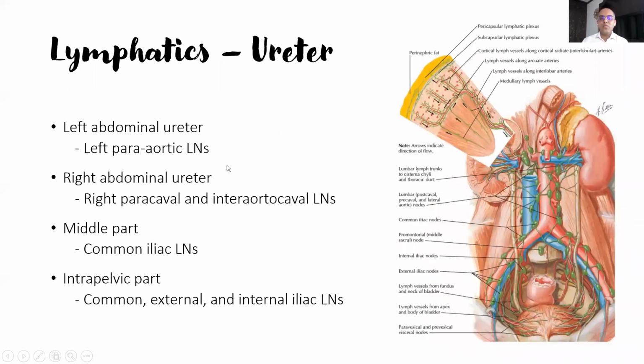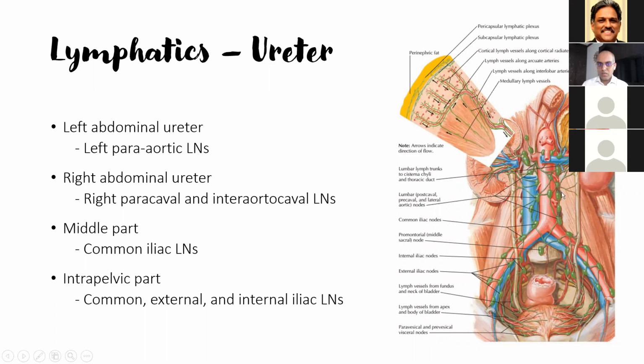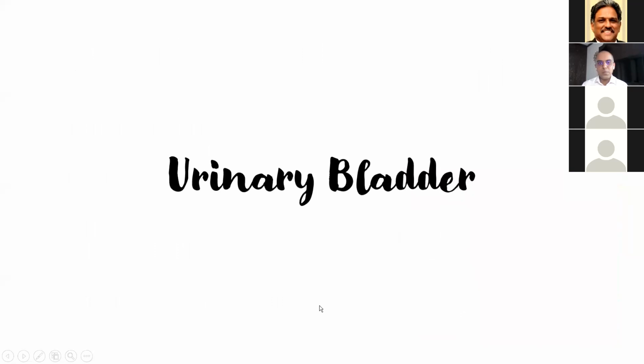Coming to the lymphatics, the left abdominal ureter drains in the left para-aortic lymph nodes. The right abdominal ureter drains in the right paracaval and the interaortocaval lymph nodes. The middle part of the ureter drains in the common iliac lymph nodes, and the distal part drains in the common iliac, external iliac, and the internal iliac lymph nodes.